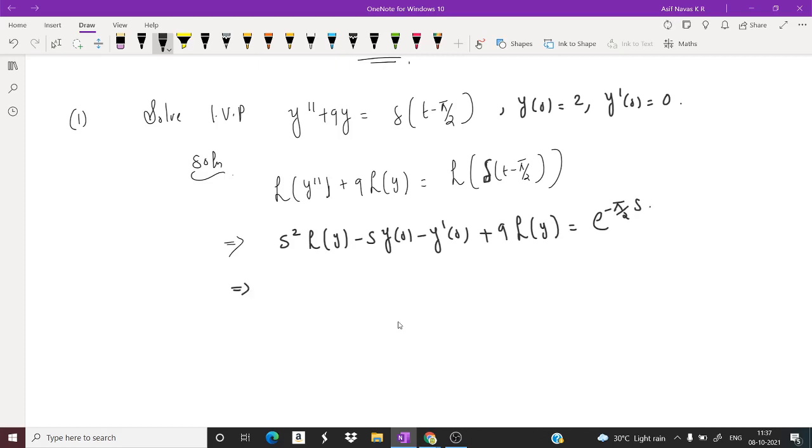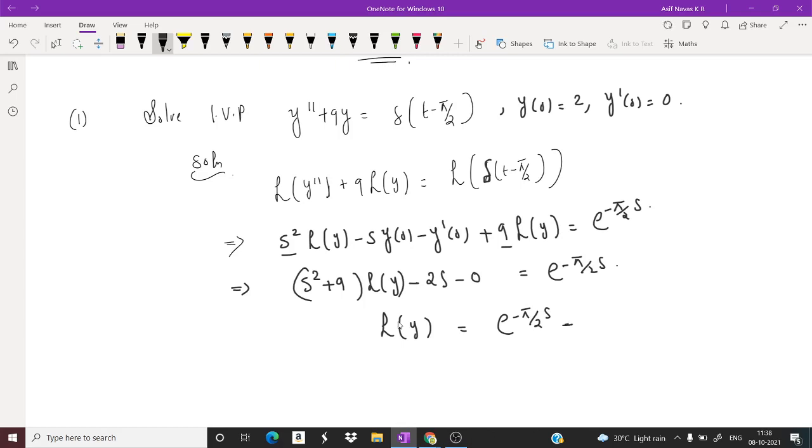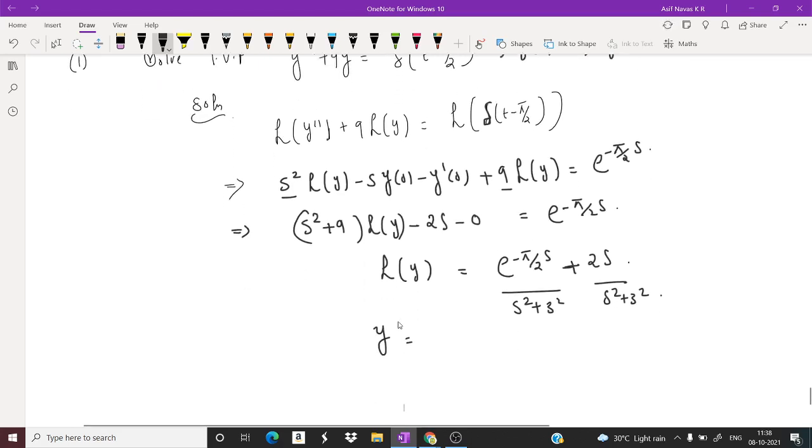So this is equal to, taking L of y outside, s square plus 9 times L of y minus 2s, since y of 0 is 2 and y dash of 0 is 0, which is equal to e raised to minus pi by 2 s. Now L of y is equal to e raised to minus pi by 2 s by s square plus 3 square, plus 2s by s square plus 3 square. So y is equal to L inverse of that.